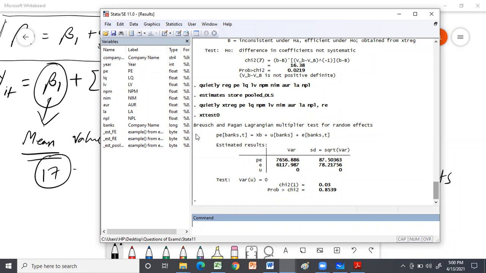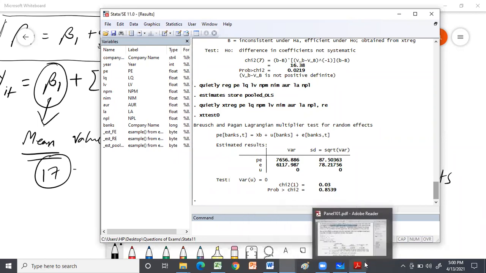Here, when you are doing this test, the null hypothesis is actually that the variance of u equals 0. Using this explanation alone, it is not possible to understand which model is assumed better in the null hypothesis and which in the alternative hypothesis. So in the null hypothesis, we assume that random effect is not better compared to pooled OLS. And in the alternative hypothesis, we assume that random effect is better compared to pooled OLS.